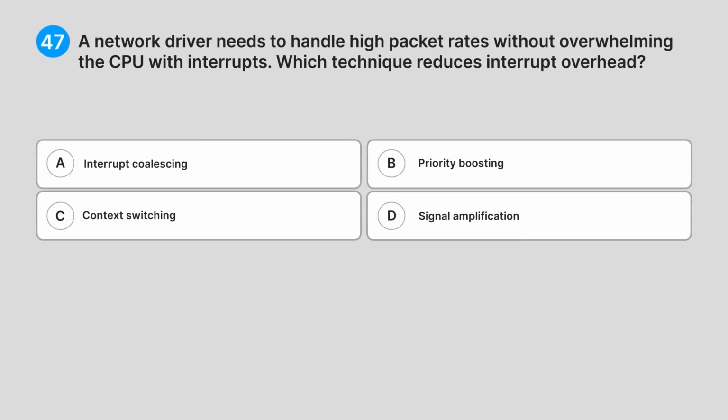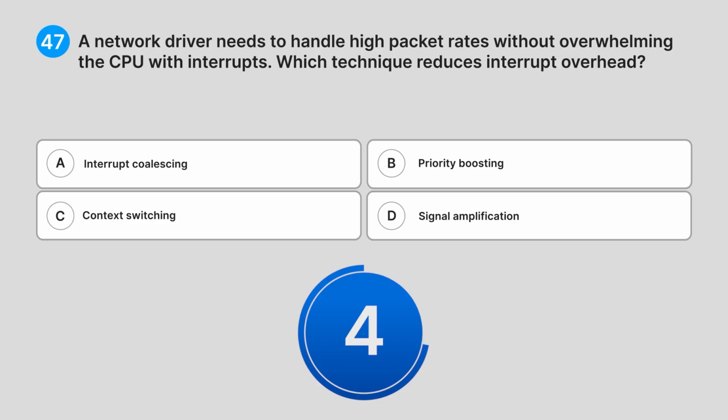47. A network driver needs to handle high packet rates without overwhelming the CPU with interrupts. Which technique reduces interrupt overhead? A. Interrupt coalescing. B. Priority boosting. C. Context switching. D. Signal amplification. Can you guess the answer?